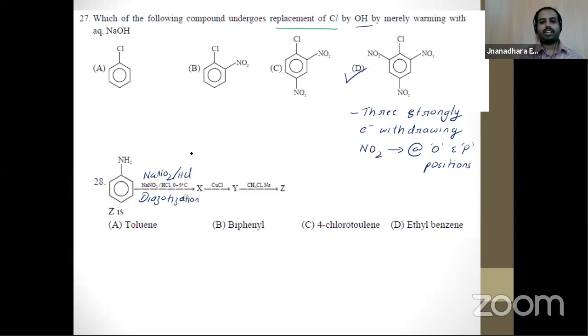So what will be compound X? Compound X will be a diazonium chloride, N2+ Cl-. Now this is in turn treated with CuCl. Again, HCl is missed out, a technical mistake from our side. That should be there. This is the Sandmeyer reaction, like one of you pointed out, and therefore Y is chlorobenzene. That's the product in the Sandmeyer reaction.